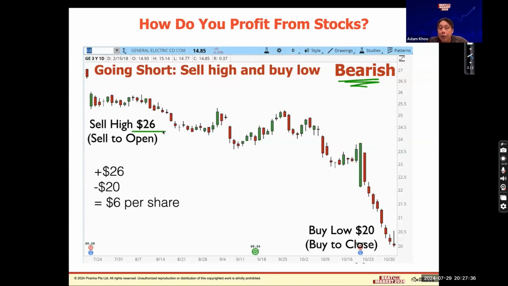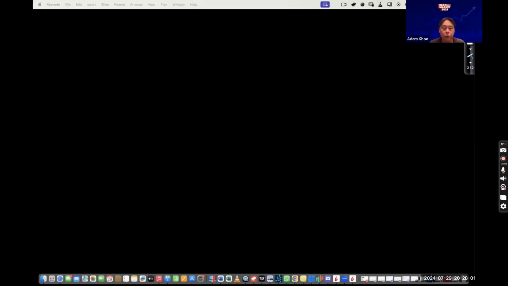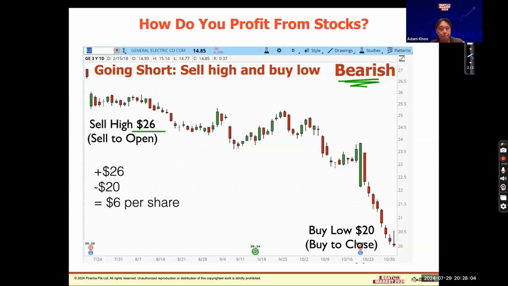But if you don't have the shares, can you sell at 26? How do you sell something that you don't own? Yes, you can. It's called short selling. When you click sell, and if you don't have the shares, the broker will lend you the shares in one second. So you borrow the shares from the broker, and then you sell the shares at $26. When you sell, it's a credit. Money comes to you, right? So there you are, you get a credit of $26.